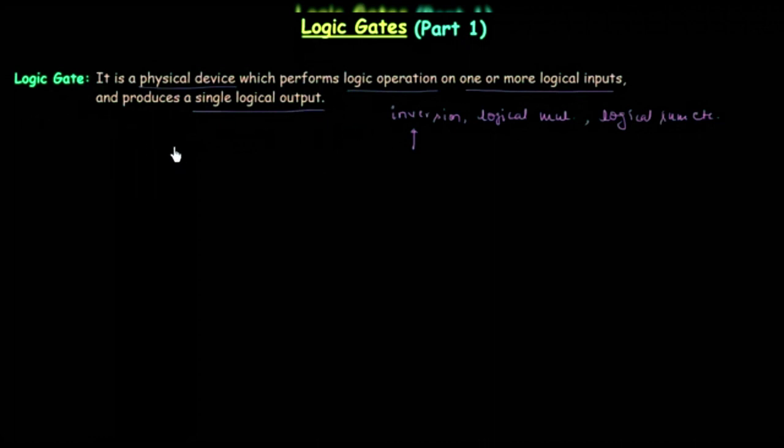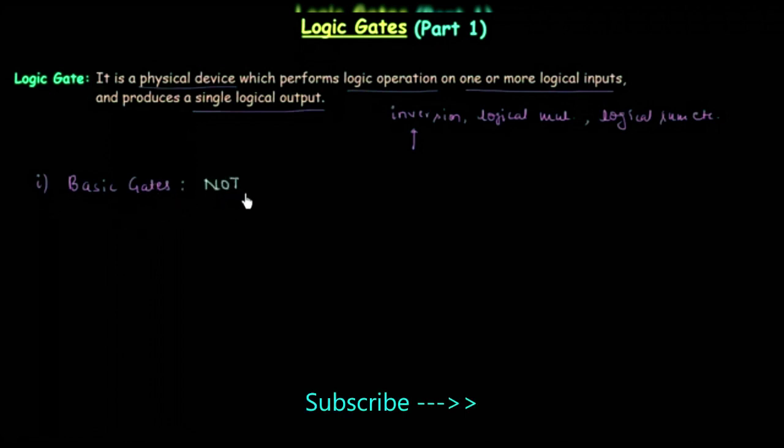Now we will categorize logic gates into 3 groups. So let's do it. The group number 1 is basic gates. In this group we have 3 gates. First one is NOT gate, second one is AND gate, and last one is OR gate. Now why we call NOT, AND and OR basic gates? Because we can implement any logic by using NOT, AND and OR. By using these three gates only, we can implement any digital circuit. That's why we call them basic gates.